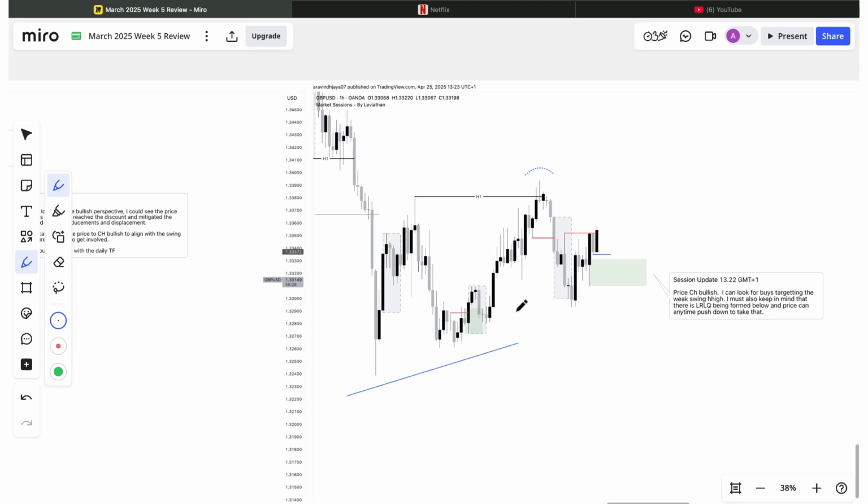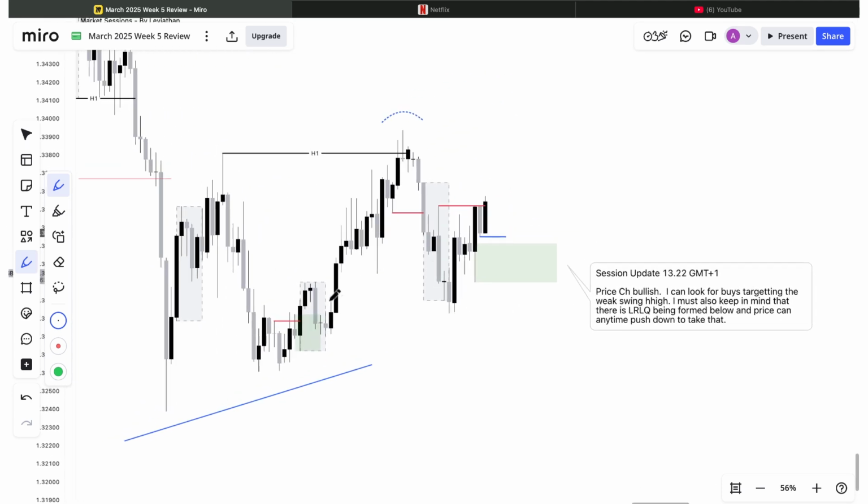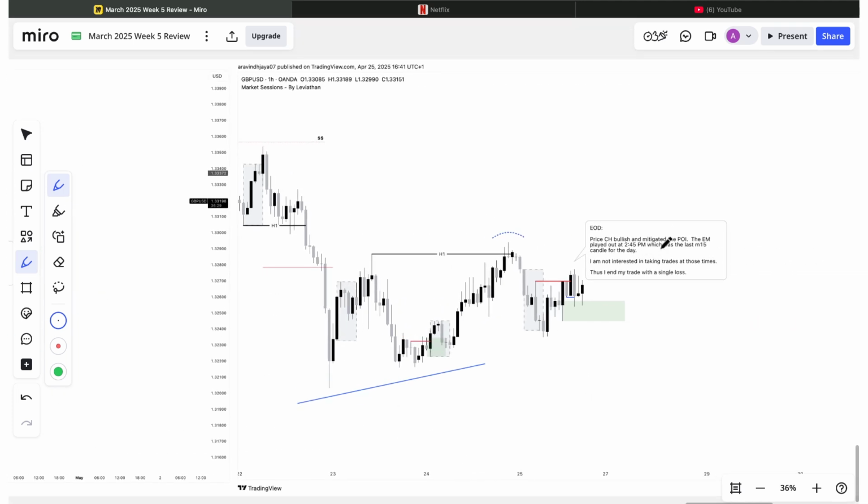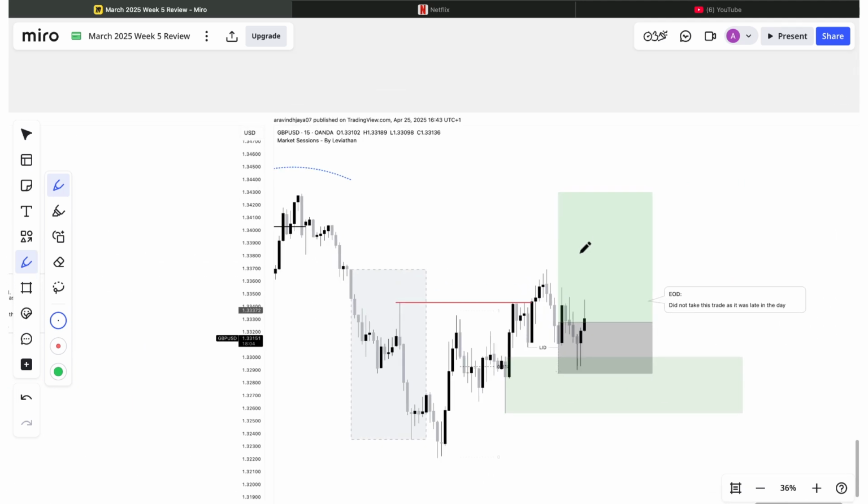So yeah, I try to play some longs. So this could be H1 BOS bullish, which means the price had CHoCH bullish, and this could be my POI. So this could be the phase A longs, and if the price mitigates this POI, I can look for some M15 LC models, and then I can look to play longs, targeting the weak internal high and the weak swing high. Did it play out? No. I'll show you why.